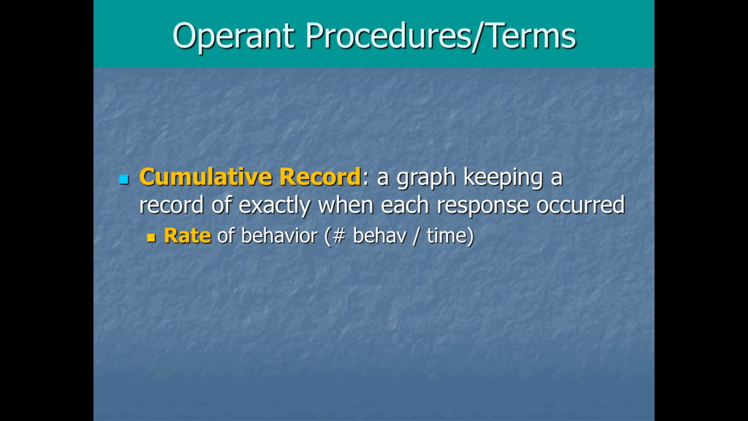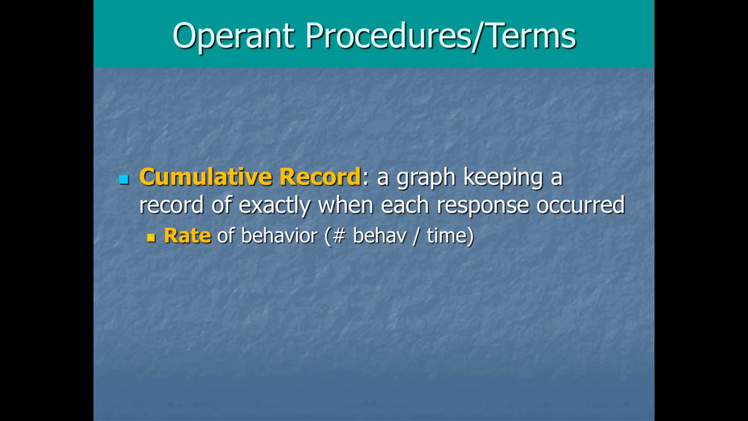So how do we record how often the behavior occurs? Obviously, we could tally it up by hand, but that's not only a pain, it would actually lose a lot of important information like the timing of how much time passed between each instance of the behavior. So generally, we automate the recording of the behavior. Nowadays, using a computer, obviously. And what we create is called a cumulative record. It's a graph keeping a record of exactly when each response occurred. And we can see the cumulative amount of total behaviors that have occurred from beginning to end of the study.